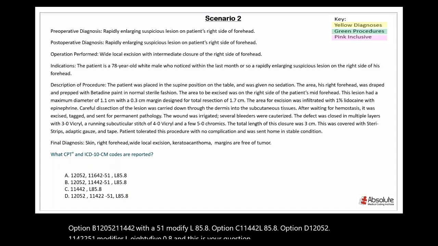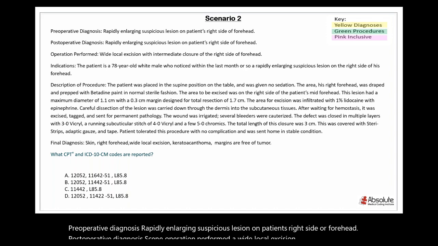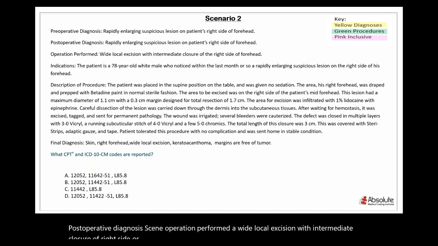Preoperative diagnosis: rapidly enlarging suspicious lesion on patient's right side of forehead. Postoperative diagnosis: same. Operation performed: a wide local excision with intermediate closure of right side of forehead. Indication: the patient is a 78-year-old white male who noticed within the last month or so a rapidly enlarging suspicious lesion on the right side of his forehead.